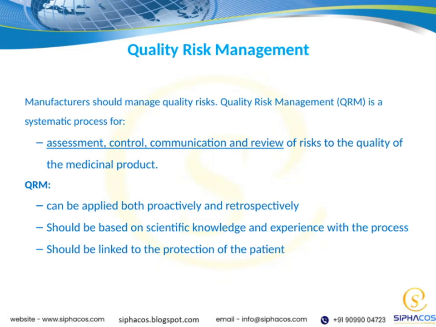Manufacturers should prioritize managing quality risks throughout their processes. Quality risk management, or QRM, is a systematic approach that helps us assess, control, communicate, and review risks that could impact the quality of the medicinal product. It's not a one-time activity. It's an ongoing process that ensures we stay vigilant. QRM can be applied both proactively, meaning we identify and mitigate risks before they cause issues, and retrospectively, which involves analyzing past problems to prevent future occurrences.